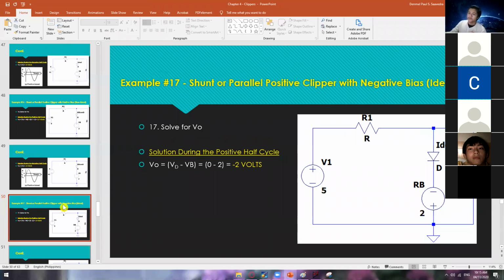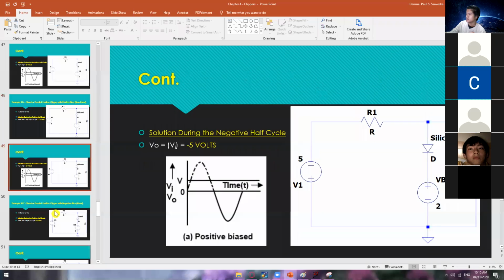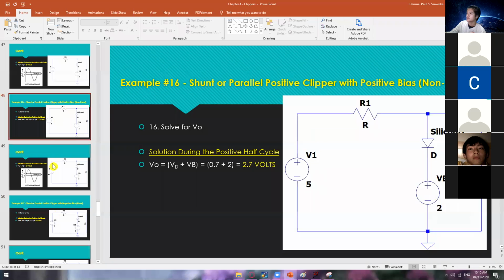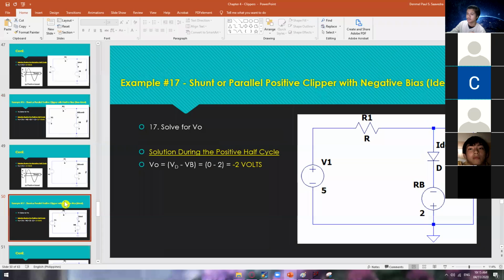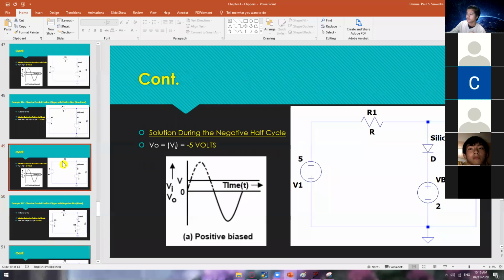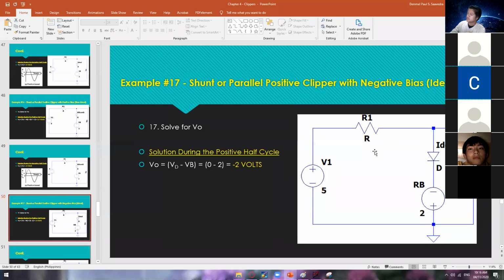All right, so now let's deal with positive clipper with negative bias, and our diode is ideal. So take note, negative bias. So we have here negative and then positive. We already answered this one, negative, positive. This one is positive bias. This one is negative. As you can see right here, it just changed the polarity of our bias voltage.